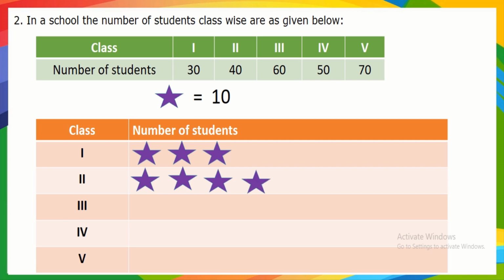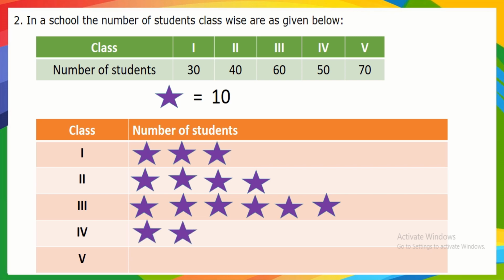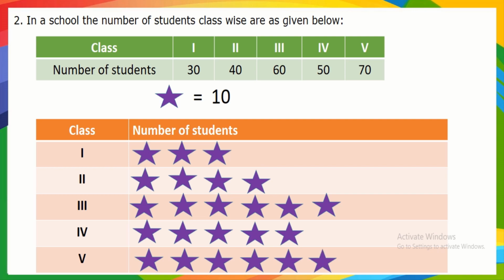In class 3, there are 60 students, so we will draw 6 stars in it. 10, 20, 30, 40, 50, 60. Now in class 4, there are 50 students, so we will draw 5 stars in it. 10, 20, 30, 40, 50. Now in class 5, there are 70 students, so we will draw 7 stars in it. 10, 20, 30, 40, 50, 60, 70.